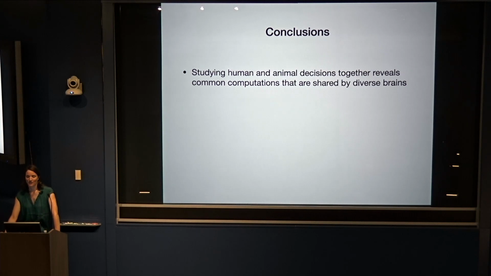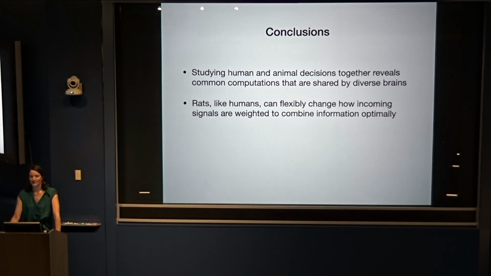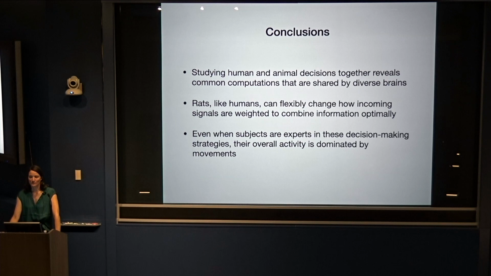Okay, so I've told you so far that studying human and animal decisions together reveals common computations that are shared by diverse brains, that rats, like humans, can flexibly change how incoming signals are weighted to combine information optimally, and that even when subjects are experts in these decision-making strategies, their overall activity is dominated by movements. More recently, we've replicated that finding in a cell-type specific context where we measure the activity of single specific classes of excitatory pyramidal neurons, and have found that if anything, in certain classes of neurons, the tendency for movements to dominate is even more apparent.